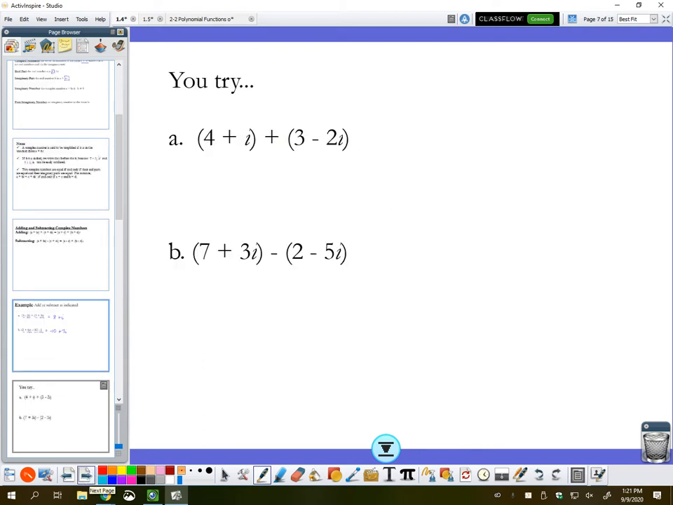All right, pause, try these two, see if you get them right. All right, so 4 plus 3 is 7, 1 plus -2 is -1. And for the next one, 7 minus 2 is 5, and 3 minus a negative, so 3 plus 5, gives me 8.